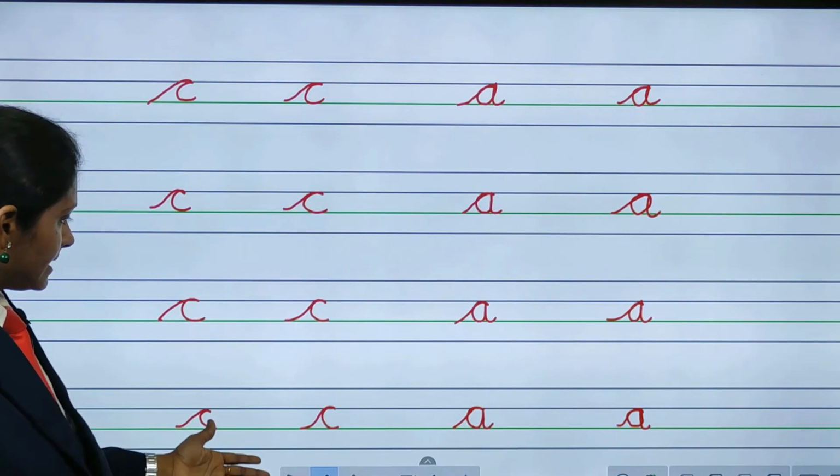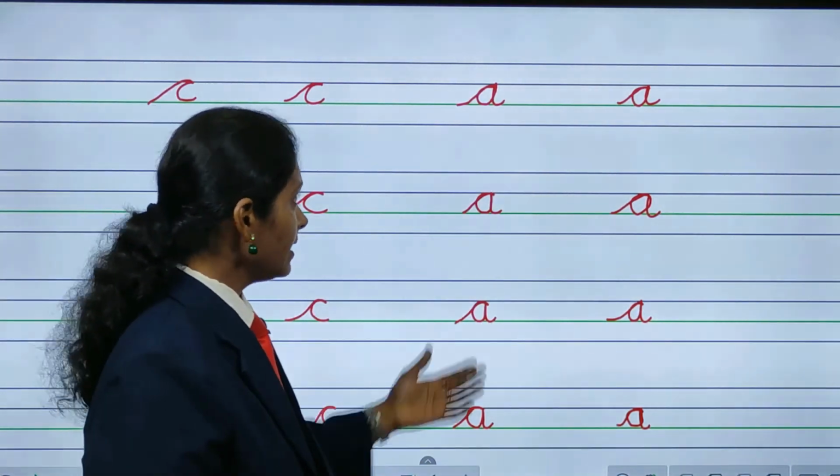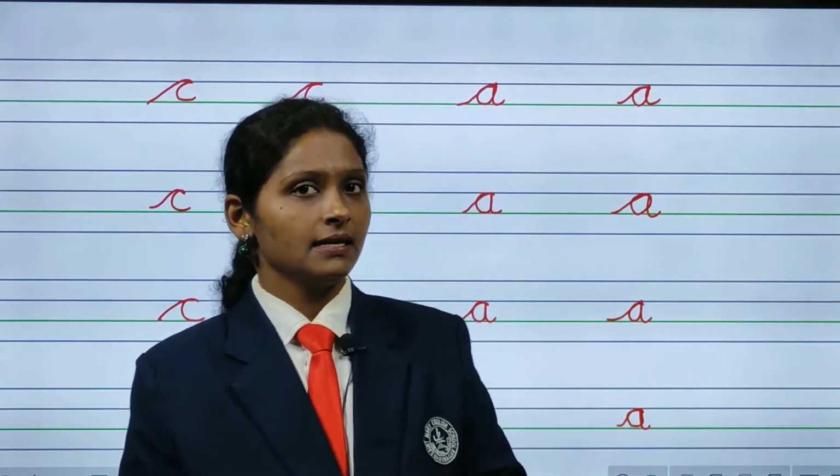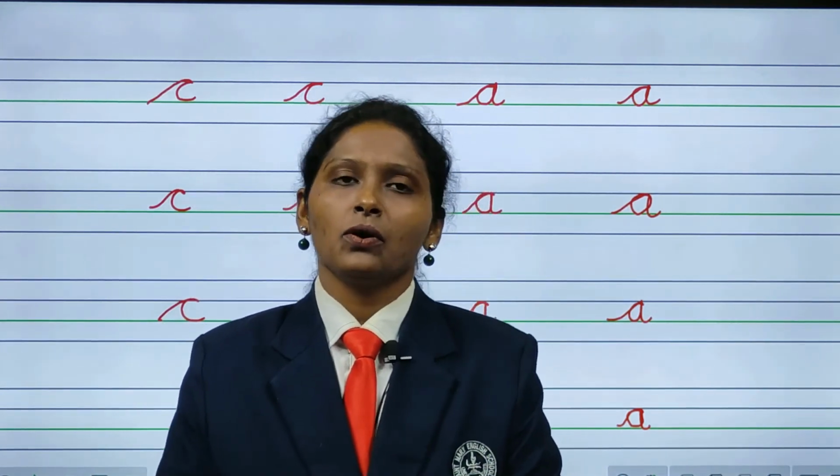Now, which are these letters? Small cursive C and this is small cursive A. So, please children, you practice C and A daily in your notebook or in your slate at your home.